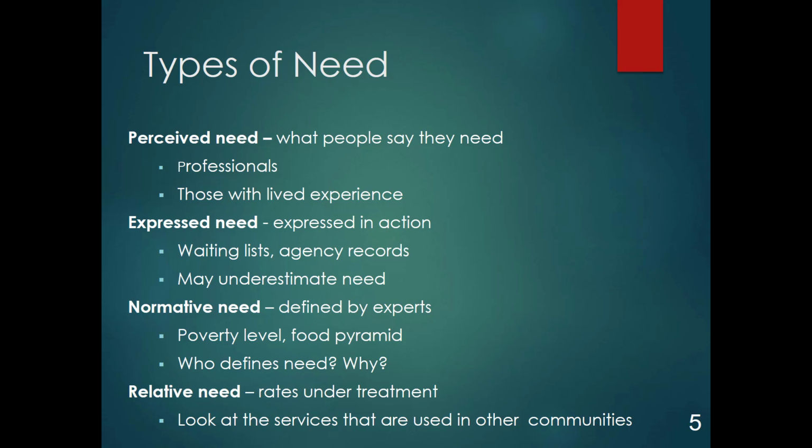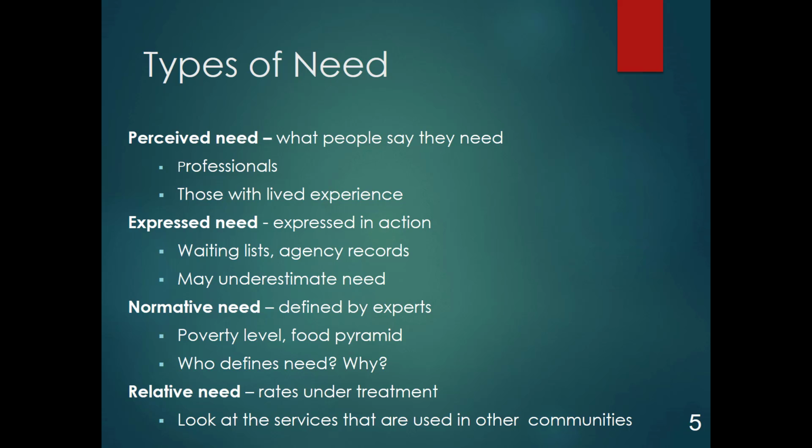Accrediting organizations that are guided by professional standards are also another source of normative need. So, for example, the CSWE, the Council on Social Work Education, is an accrediting organization. They are the ones that provide accreditation for the social work programs. They're the ones that tell us what policies we need to follow.